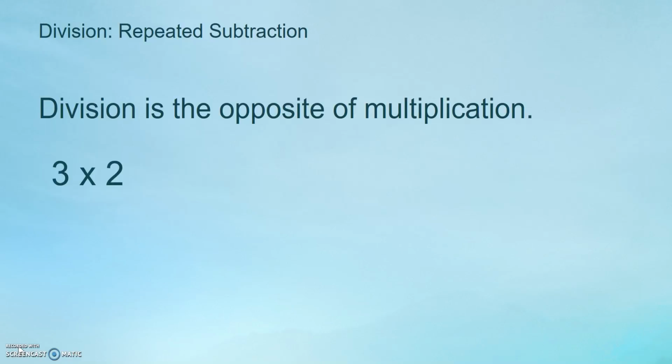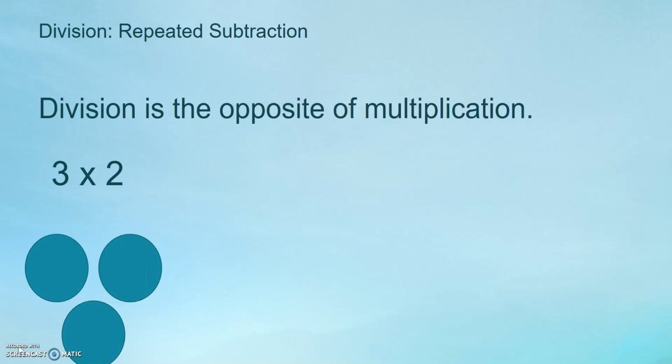So if I have 3 times 2, I draw my 3 circles, I put 2 in each circle, I count them all up, and I know that 3 times 2 equals 6. Well, I can turn that around with division and look at 6 divided by 3.